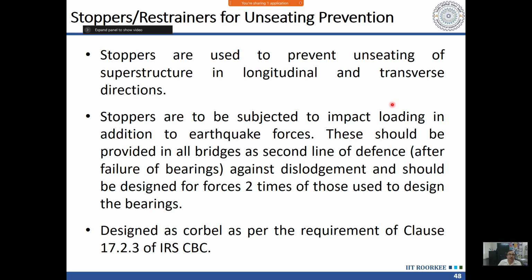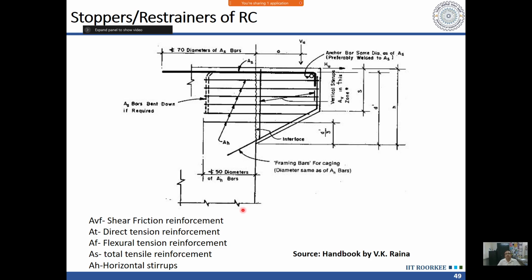That's why the code says that these are to be designed for 2 times the force used for designing the bearings. So whatever force we are using for design of bearings, 2 times of that we should use for design of these stoppers. And these stoppers can be designed as corbels, because these are small projections projecting out from the pier cap, and we all may have seen it in different books.